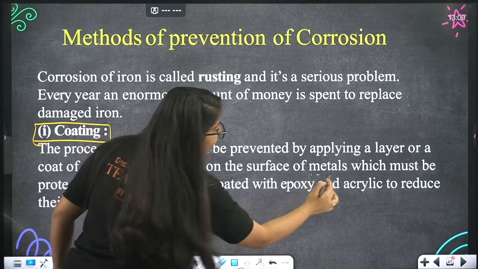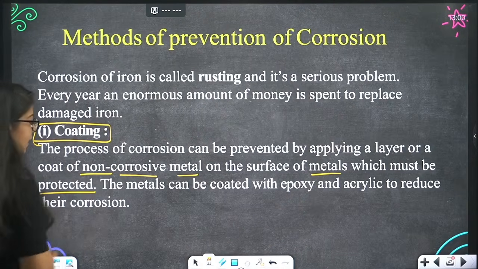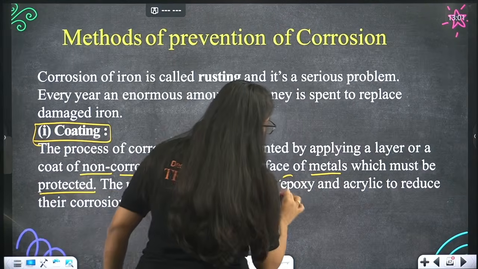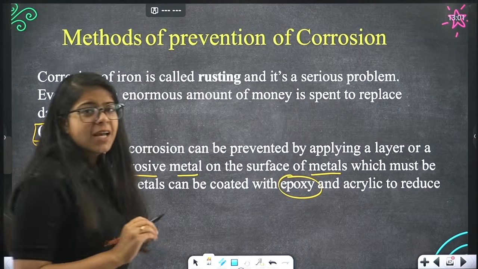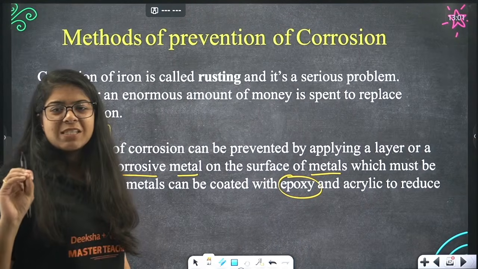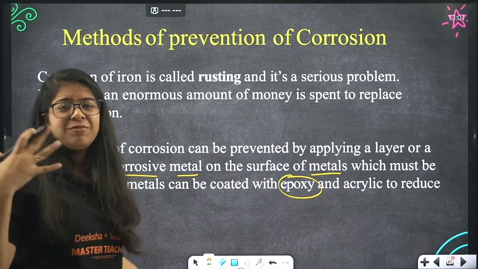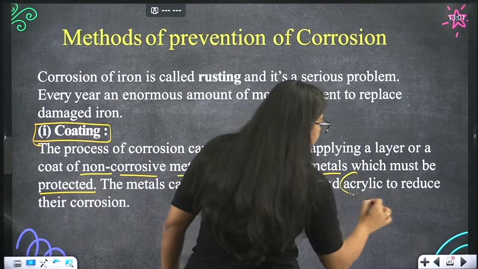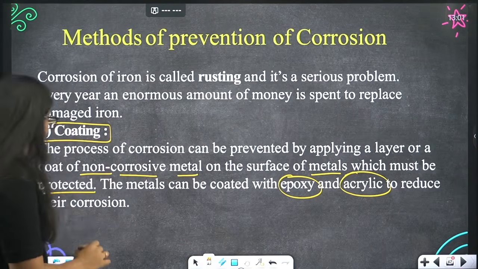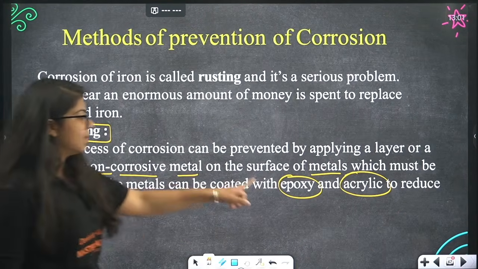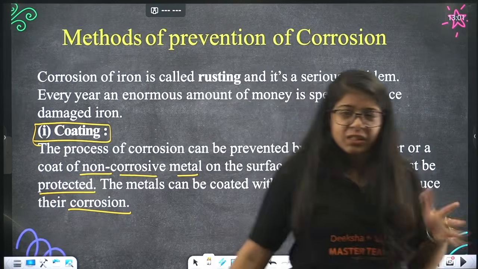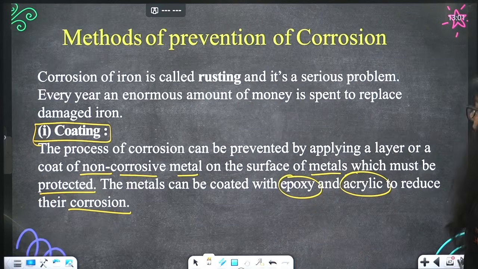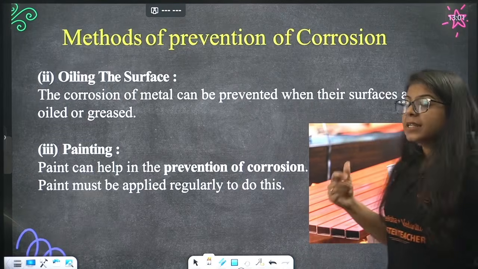On the surface of metals which must be protected, the metals can be coated with epoxy. We are hearing about epoxies a lot today, right? So many people I've seen on Instagram are preserving flowers and all that stuff. So epoxy and acrylic reduce corrosion, because these things are not affected by corrosion. Done.